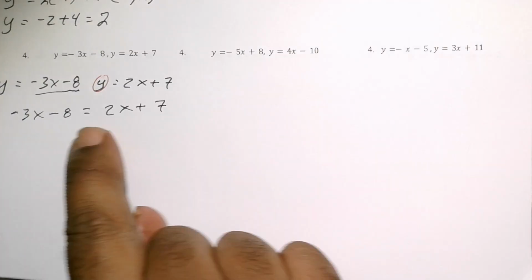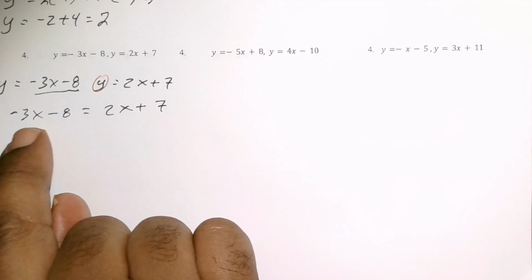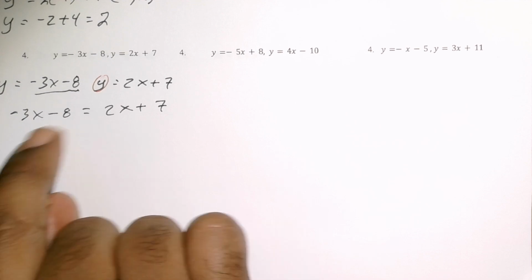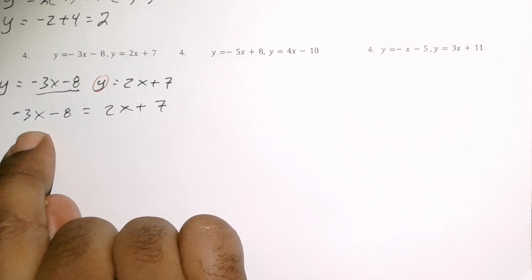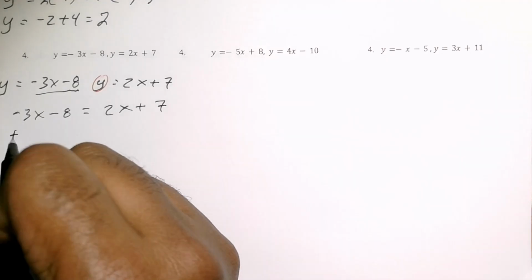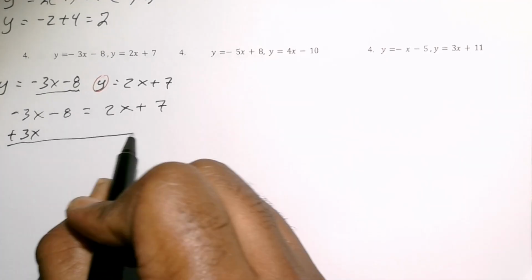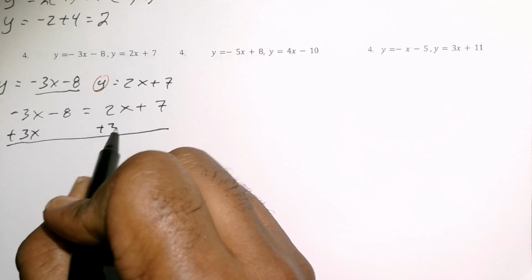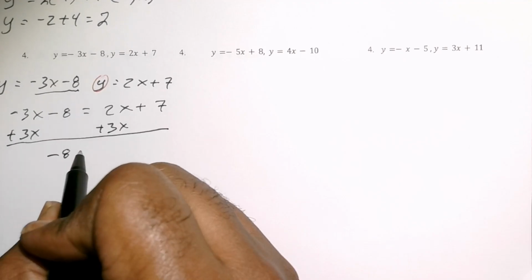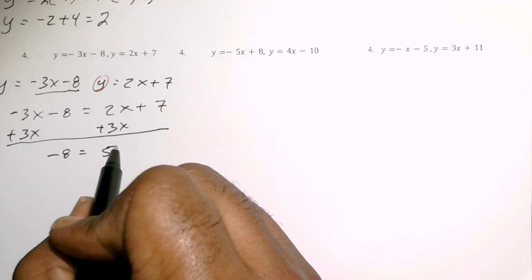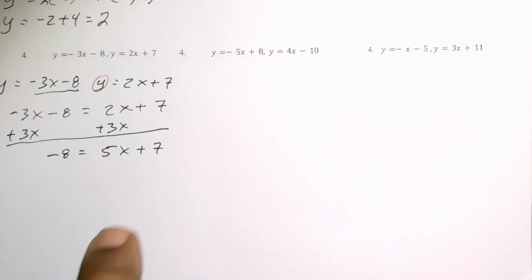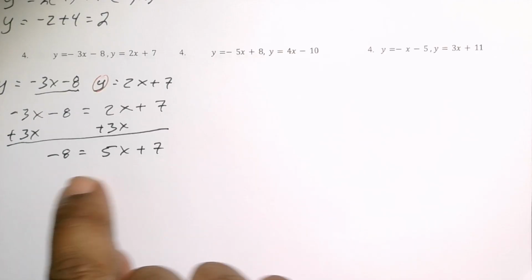Okay, now we have only x's, we can solve. We have x's on the left and right side. I tend to get rid of the lesser x's first. So the left side has the lesser x's. This is negative 3, where that's 2 x's. So I want to get rid of that one. So we'll get rid of this one by saying plus 3x. And we'll be doing one side of the equal sign, you do on the other. So plus 3x here. We end up with a negative 8 equals 5x plus 7.